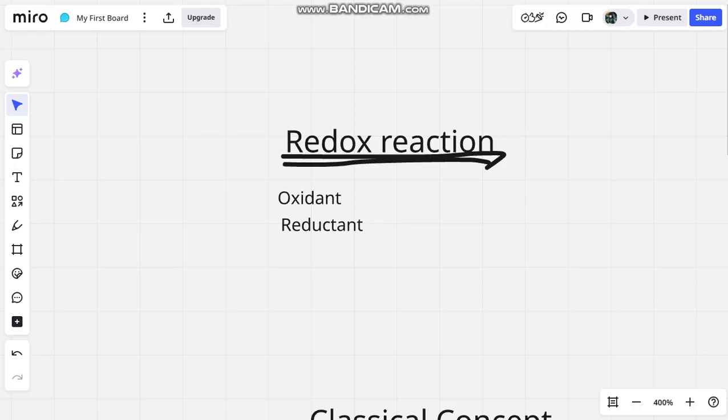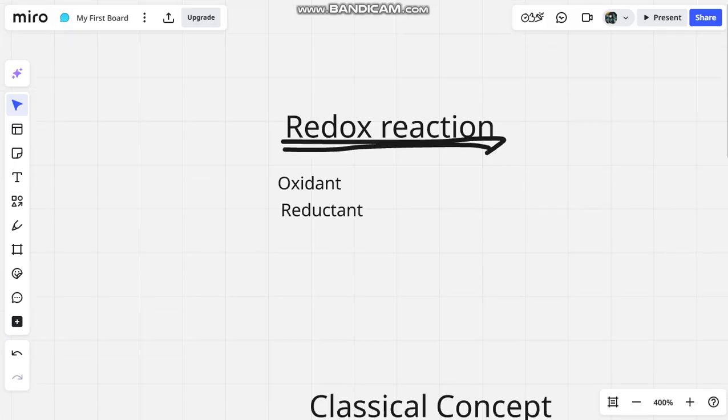Hello everybody, in this video we're going to be looking at the basics of redox reaction. So what is a redox reaction, you might ask? It's those reactions in which both oxidation and reduction take place simultaneously, called redox reactions. Now you might be confused: what is oxidation, what is reduction, what is an oxidant or reductant? Well, we're going to be looking at them in this particular video.